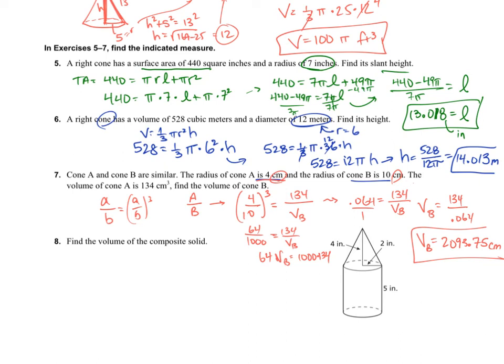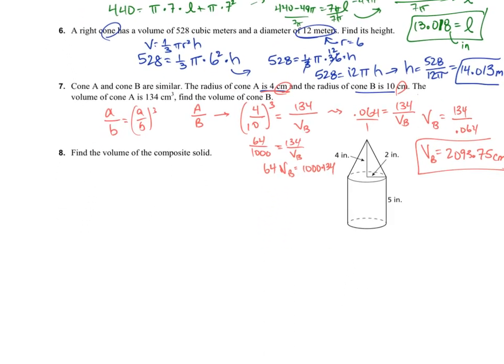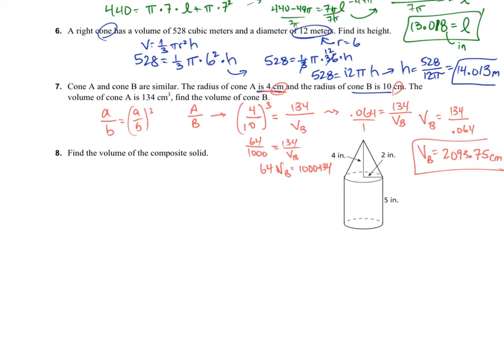And finally, our last problem here, they want us to find the volume of this composite figure. Okay, so let's slide this up a little bit right here. And look at what I have. I have a cylinder and a cone. So I need the volume of the cylinder plus the volume of the cone is my total.